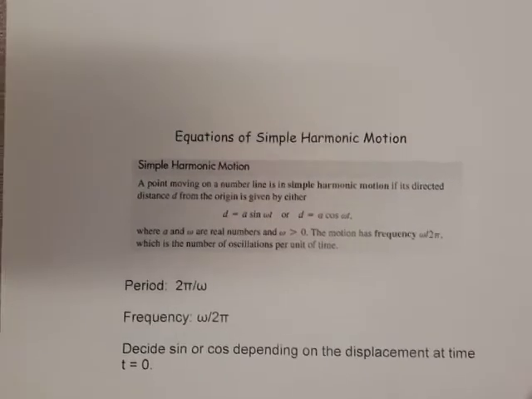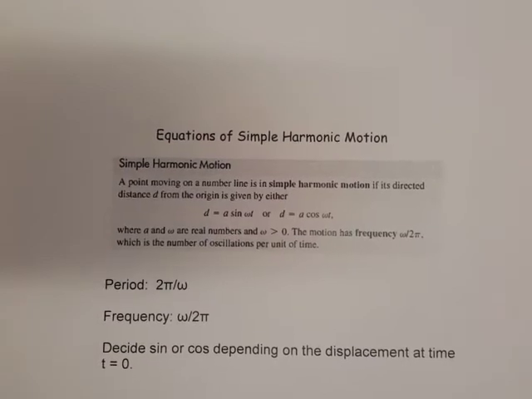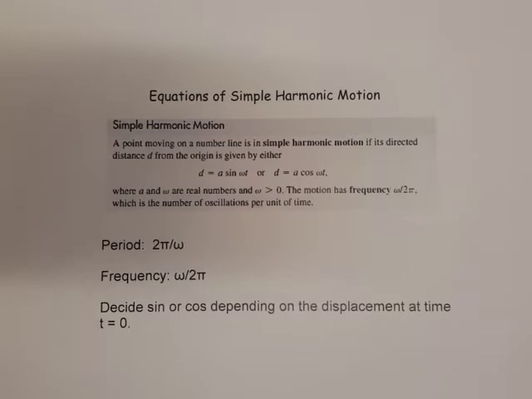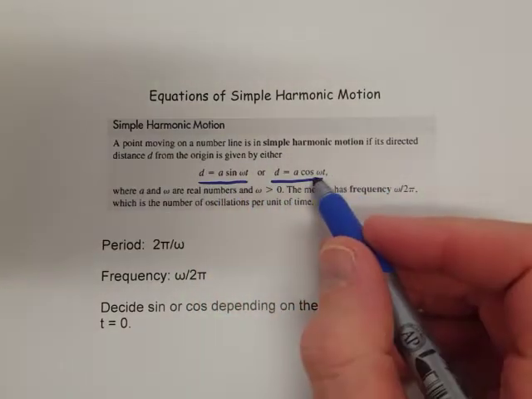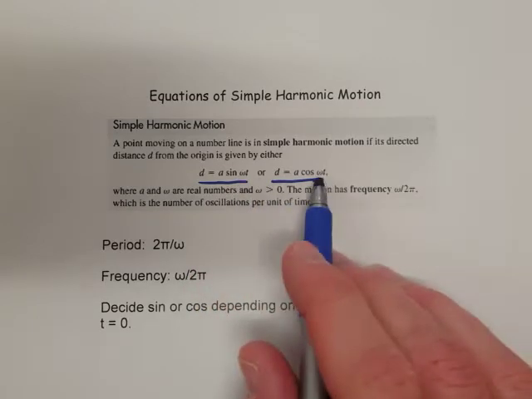In 4.8 Day 2, we are going to continue to work on applications of trigonometry, and simple harmonic motion is one of those applications. Simple harmonic motion is a type of motion that involves either a sine graph or a cosine graph.